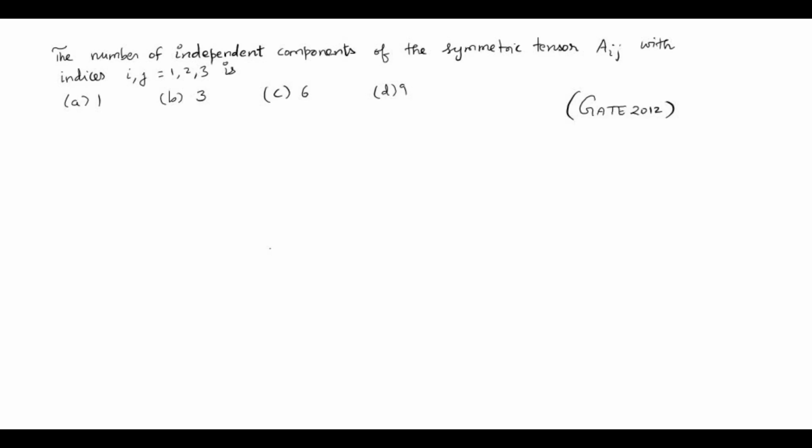This is another problem, asked in GATE 2012. The number of independent components of the symmetric tensor Aij with indices i, j equal to 1, 2, 3 is? Now they ask us to calculate the number of independent components for a symmetric tensor. We know the formula is 1 by 2 n into n plus 1. Here n is 3, since it is a 3 dimension. So the number of independent components is half into 3 into 3 plus 1, which is 4. So 2 gets cancelled, and the answer is 6. C is the correct answer.